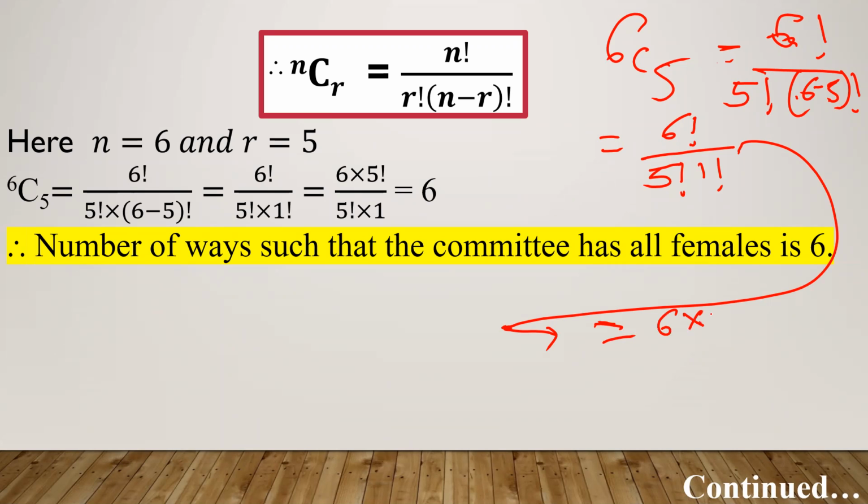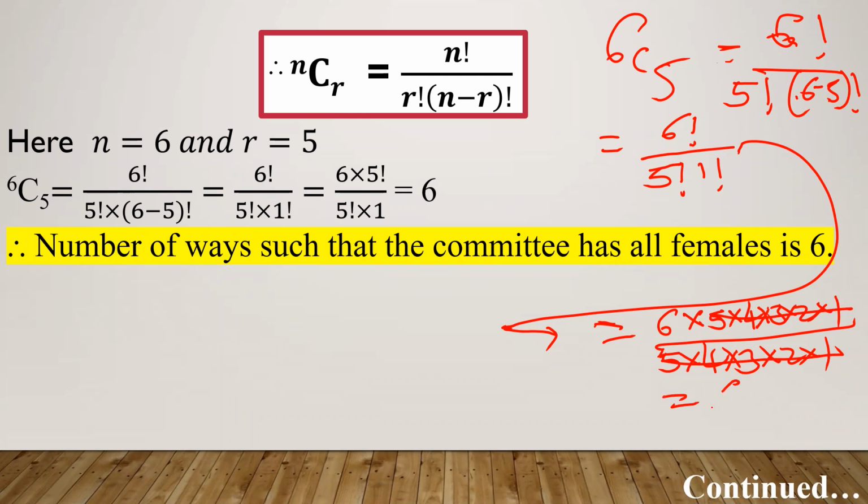6 factorial, how can you write? 6 into 5 into 4 into 3 into 2 into 1. And what is 5 factorial? It is 5 into 4 into 3 into 2 into 1. 1 factorial is 1. So this will get cancelled with this, and so you will get 6.